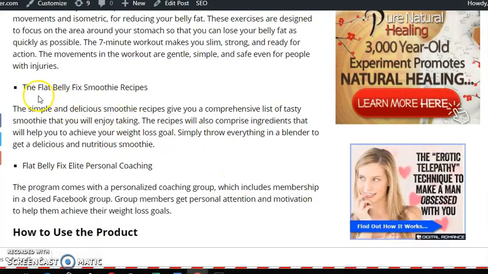They also provide a smoothie recipe. The recipe identifies some very tasty food or vegetables, and you mix all these components up, and it's very simple. You just blend it and get a very delicious and nutritious smoothie. So you drink this, and then you have some kind of effect of burning your fat.